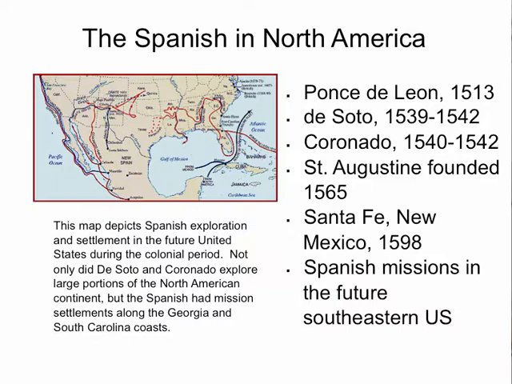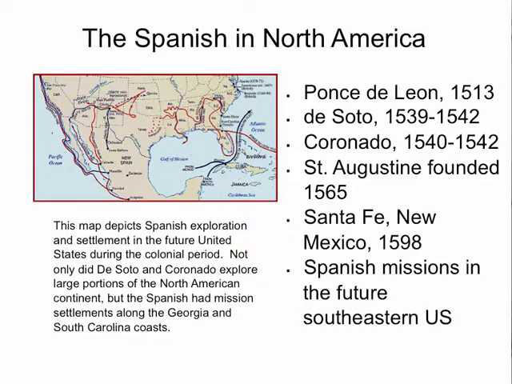But the missions went even farther north into Georgia, South Carolina, and North Carolina. And people don't realize that, but there were actually Spanish missions in Georgia and even farther north along the Atlantic coast during this early colonial period.